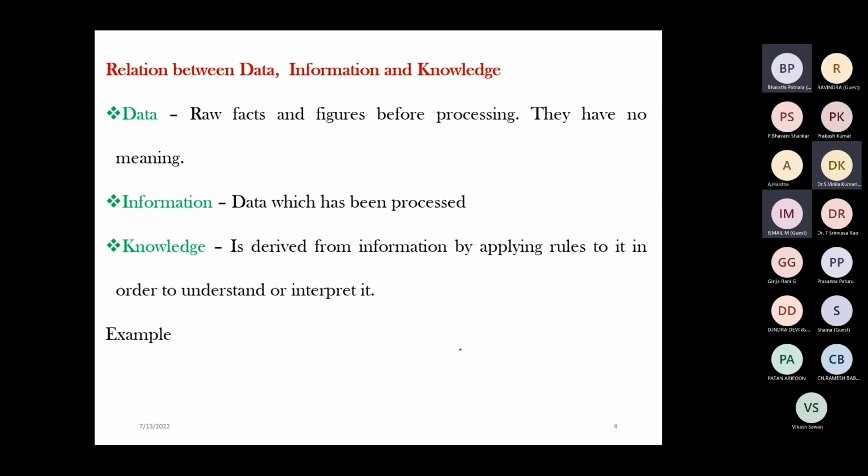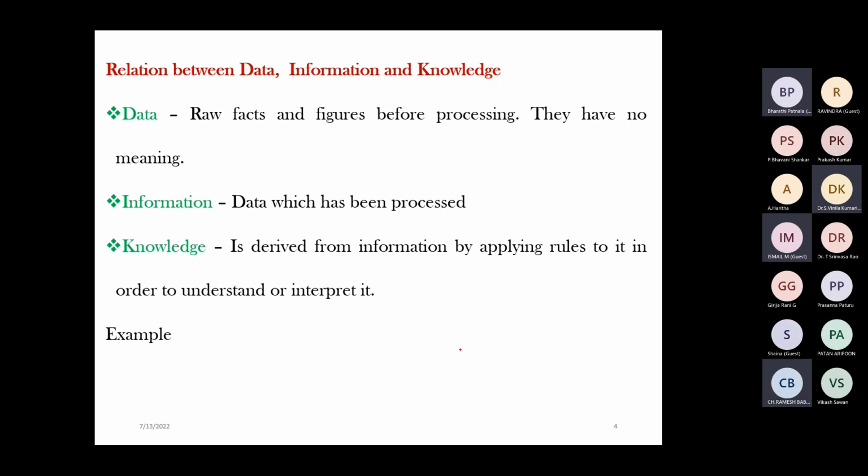Let's move on to the next slide, the relation between data, information and knowledge. Let's see what data is. Data is nothing but raw facts and figures, that is, before processing. What is in your hands is just data, and there is no meaning in it. For example, something like Bharati or 4002: all these are data, but there is no meaning in them. They are just values.